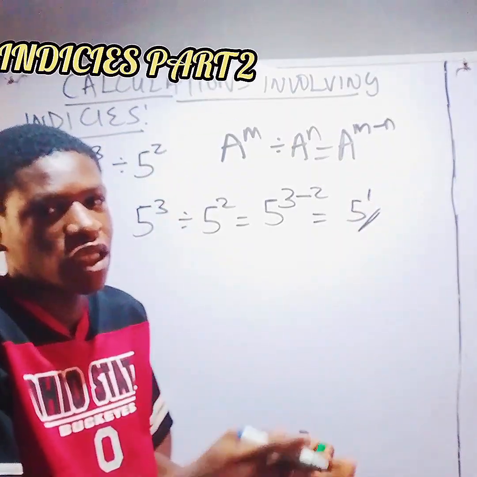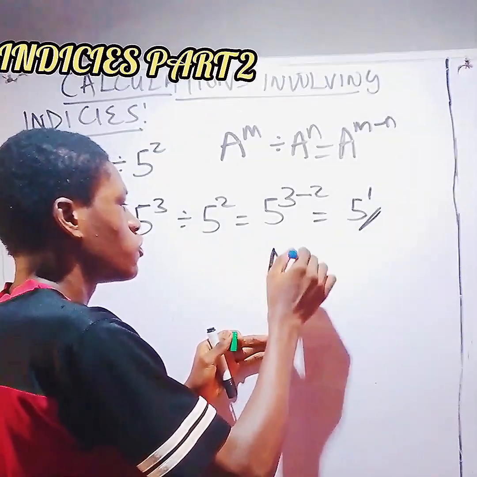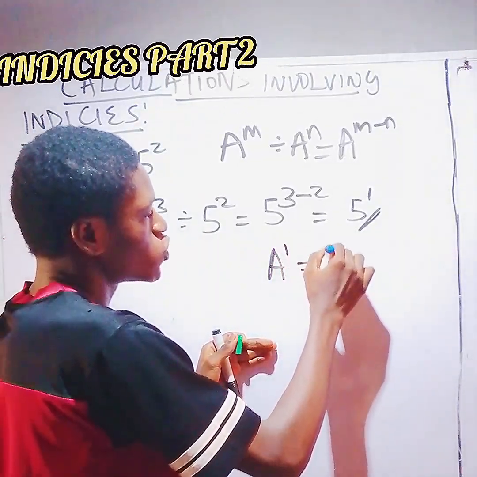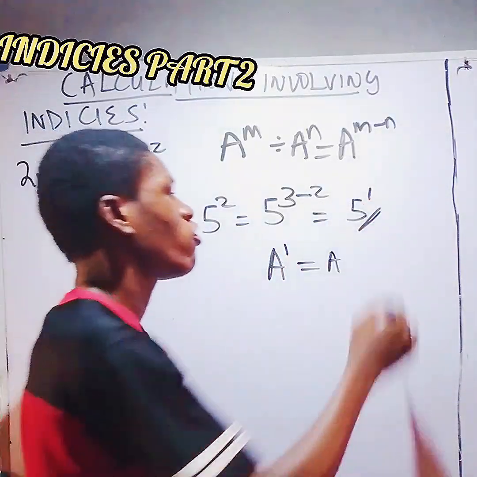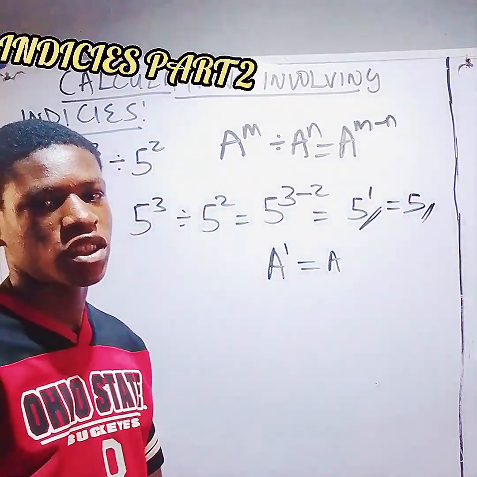Now, if somebody still says, I don't want to end here, I remember the third law. The third law states that a to the power of 1 is equal to a. So 5 to the power of 1 is equal to 5. That's still my answer.